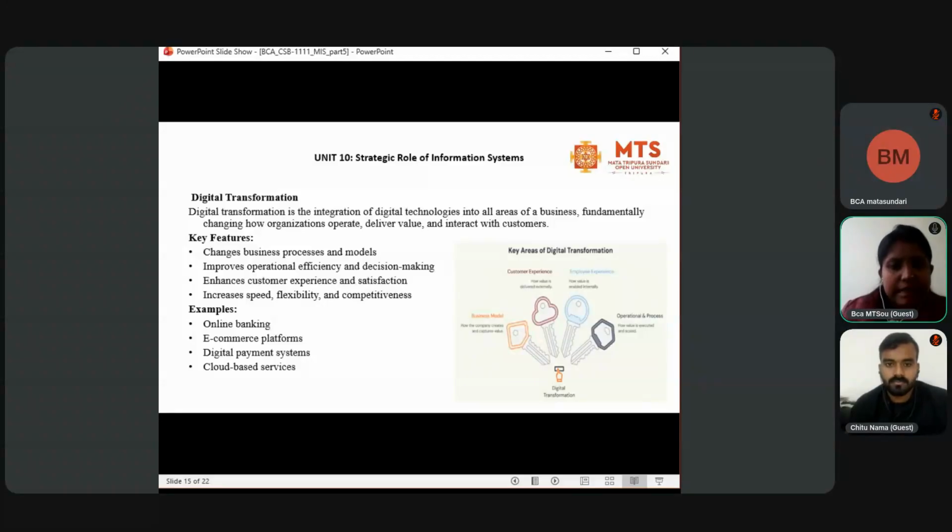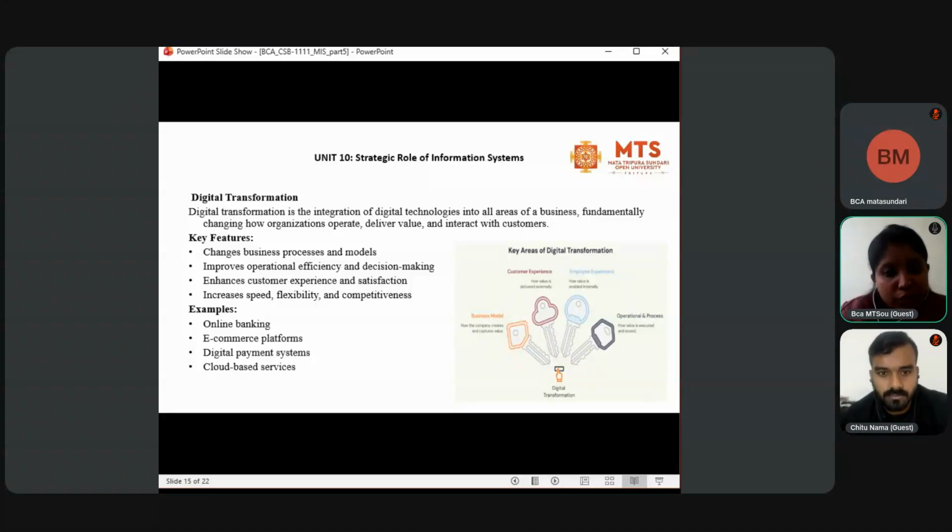After that, digital transformation. Digital transformation is basically the integration of digital technologies into all areas of business, fundamentally changing how organizations operate, deliver value, and interact with customers. This is digital transformation.